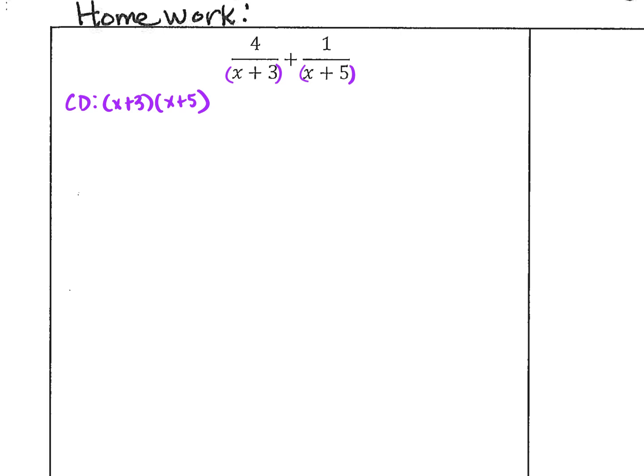So now, I want you to figure out how to adjust both of those. What happens? 4 over x plus 3. What does it need to be multiplied by? 1 over x plus 5. What does it need to be multiplied by, top and bottom? Chase? What do I need to multiply the 4 over x plus 3 by? Good. Allie? What do I need to multiply the 1 over x plus 5 by? Good.